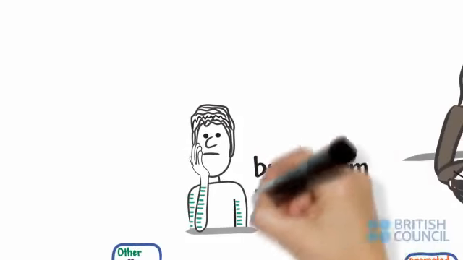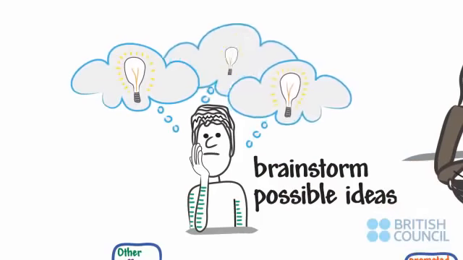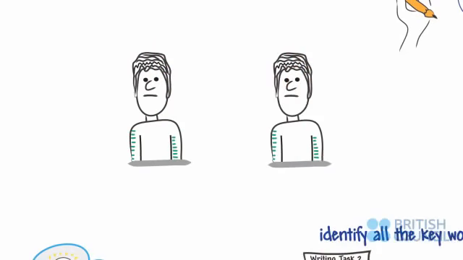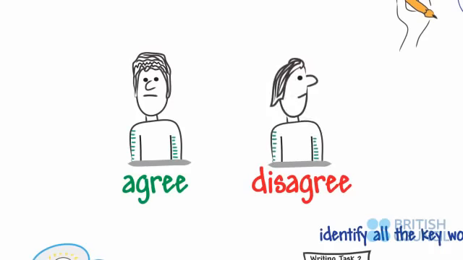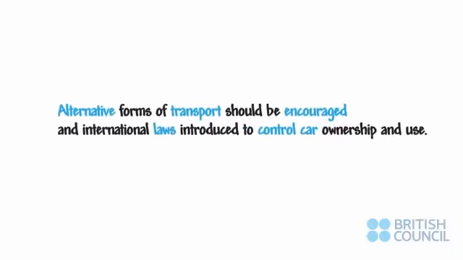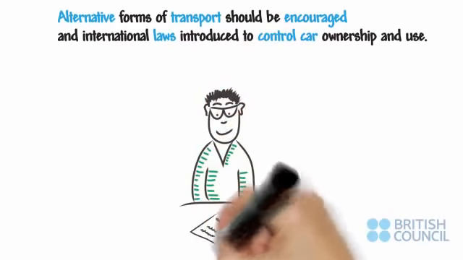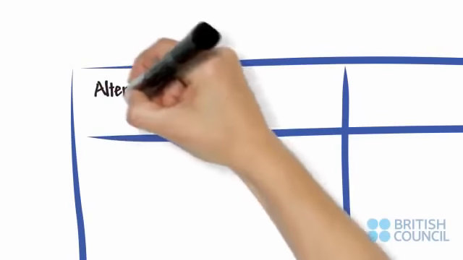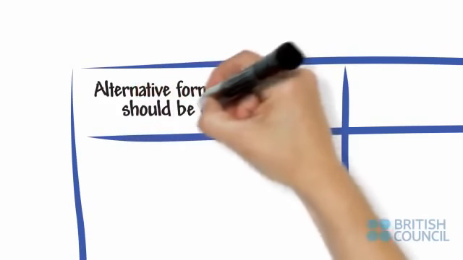Then brainstorm possible ideas for all aspects of the question. You must decide your position in relation to the task. For example, you may agree, disagree, or sit on the fence. For the same exam question, you might have these ideas. Alternative forms of transport should be encouraged.